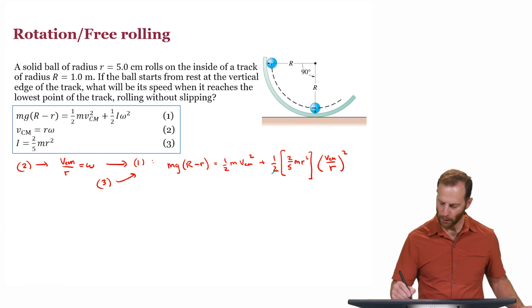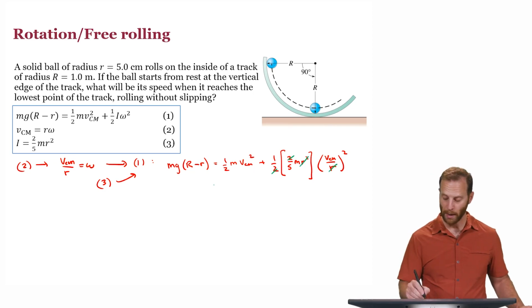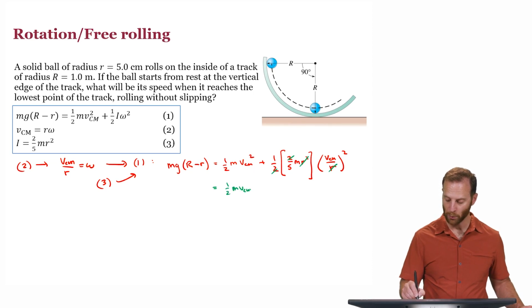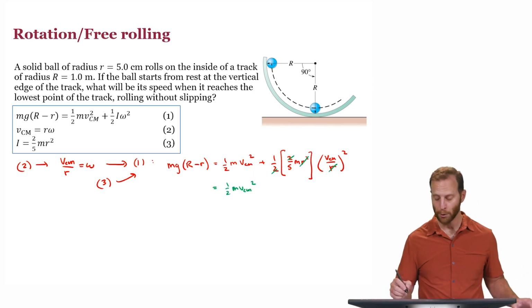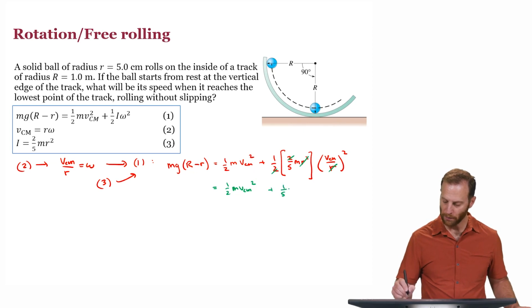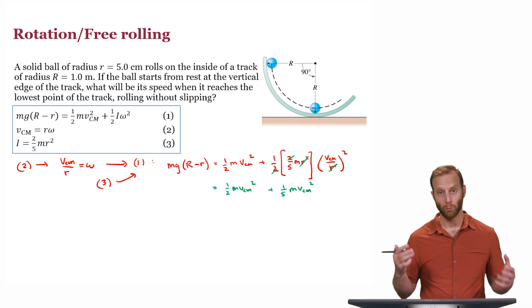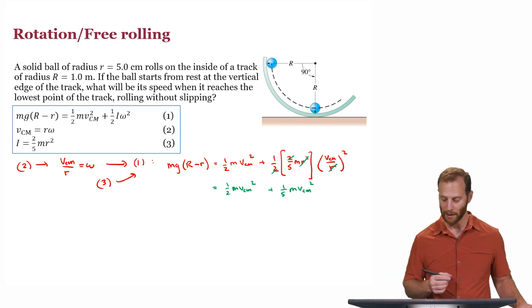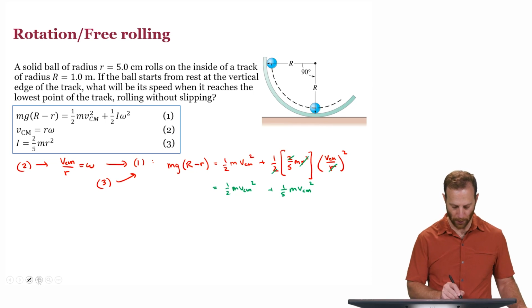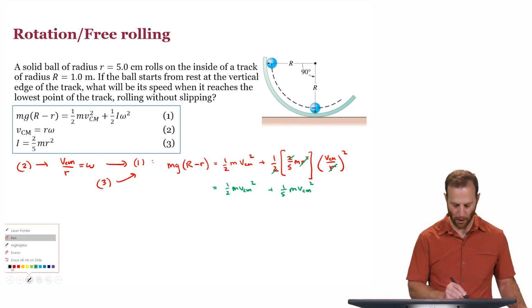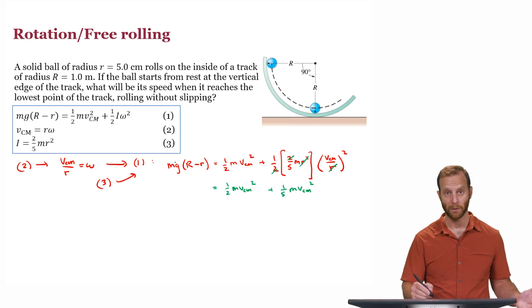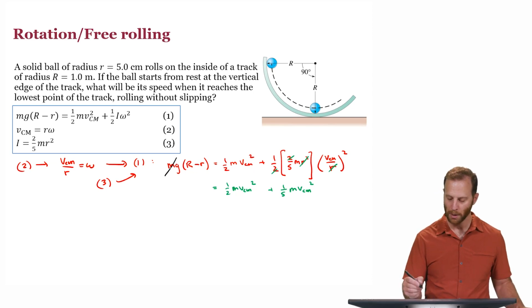Notice what happens. A 2 cancels a 2, the r squared cancels the r squared, and what we end up with here is 1/2 m VCM squared, that's the translational kinetic energy, plus a 1/5 m VCM squared. So there's rotational kinetic energy there in that last term. At this point, you'll notice that the actual mass of the sphere is irrelevant for finding the answer to this question. The mass appears on both sides of the equation in all terms.